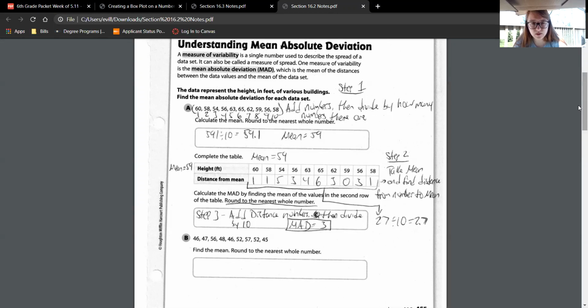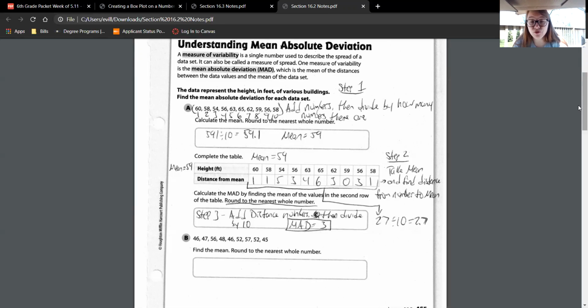With the mean absolute deviation, you're going to follow a little bit more of a step. So it wants you to fill out this table, and for step 2, it says take mean and find distance from number to mean. So pretty much what you're doing is subtracting. 60 minus 59 is 1. Actually, it's 2. So, no, it's 1. Sorry.